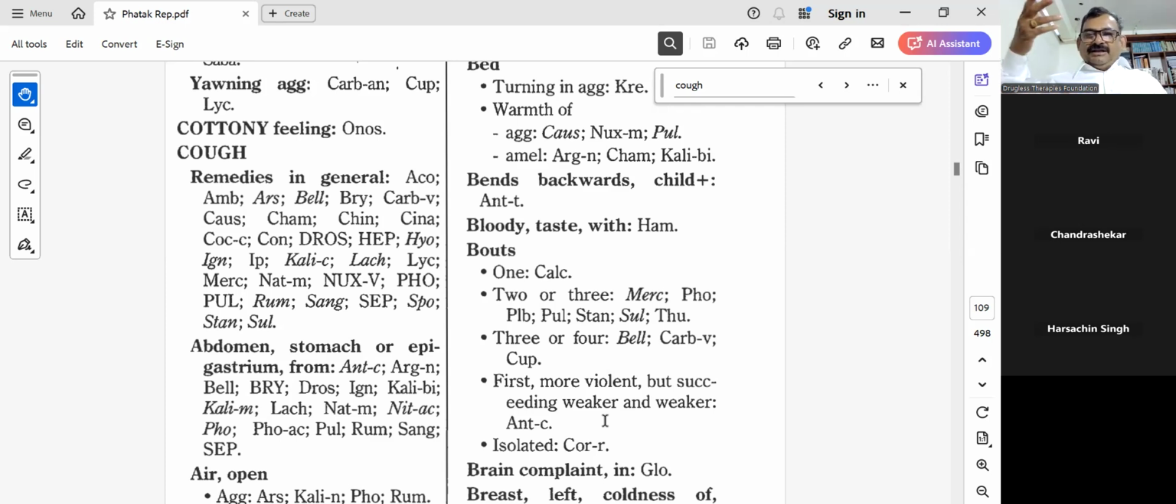One big bout followed by smaller, weaker and weaker bouts, and this Antim crude is a remedy. Antim crude is most of all a digestive remedy also. It is happening because of digestion, so you can see here, if that is coming from the epigastrium, from the stomach, and if it is the first big bout and then small bouts succeeded by smaller bouts, and the tongue is white coated. There are few remedies like that.